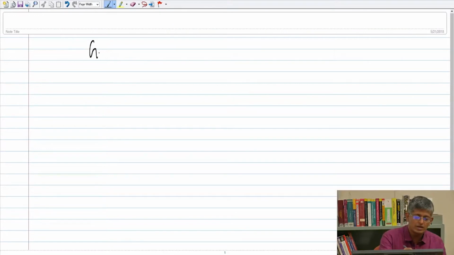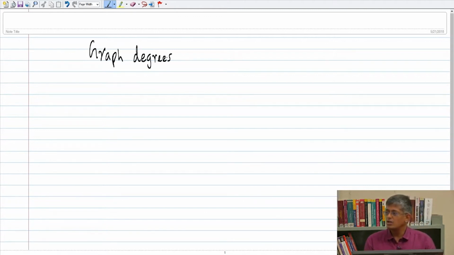So we looked at graph degrees. And there was a small toy puzzle kind of a thing that I posed to you. Let's discuss that. It's actually not a toy puzzle. It's a very neat counting argument, right?